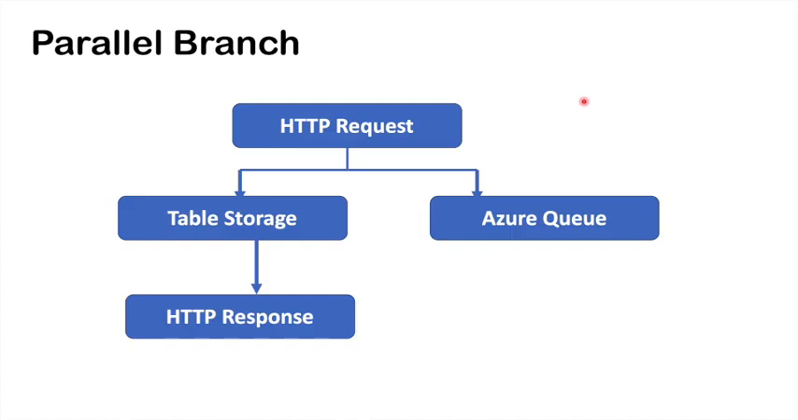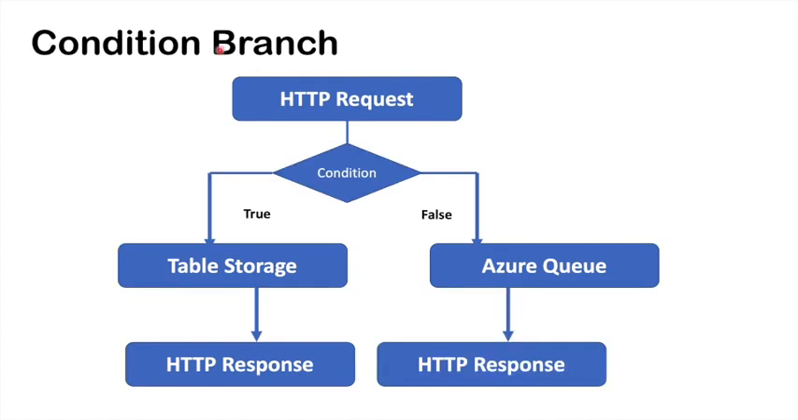So what is the parallel branch? Suppose you create one trigger point, and from this trigger point you connect two actions. In this case it will execute this part also, this part also. For both cases we have one HTTP response.